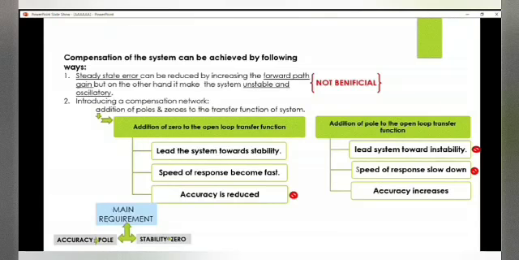As you see in the first chart, when we add a zero to the open loop transfer function, the system becomes stable and the speed of response becomes fast, but the accuracy is reduced. This is a drawback. And when we add a pole in the open loop transfer function, the system becomes unstable and the speed of response becomes slow, but the accuracy increases. Here the upper two are the drawbacks. So how could we compensate a system?